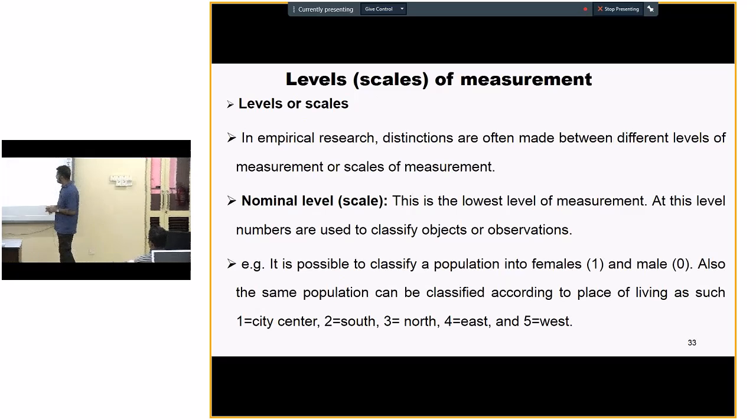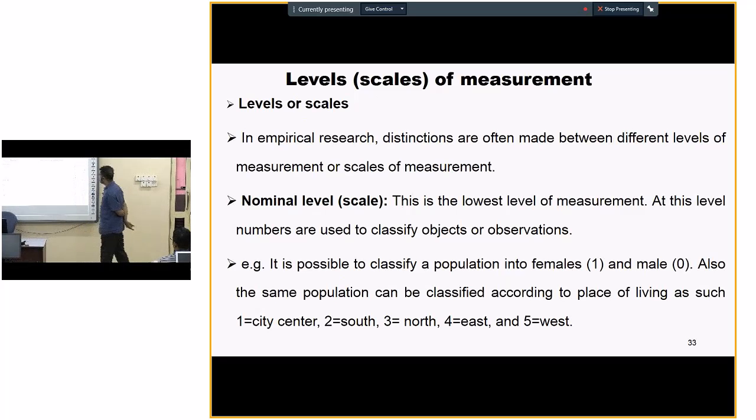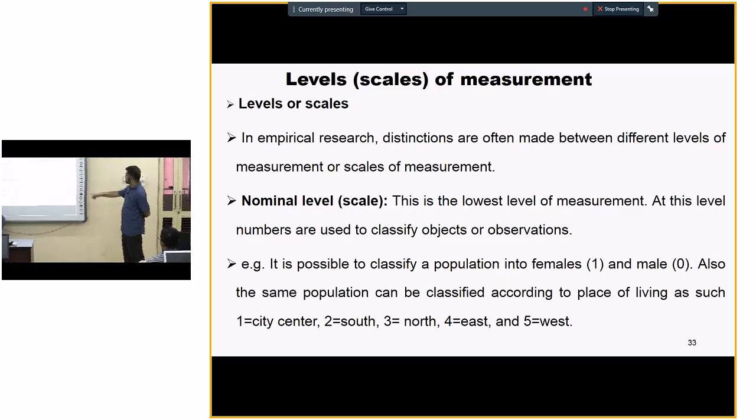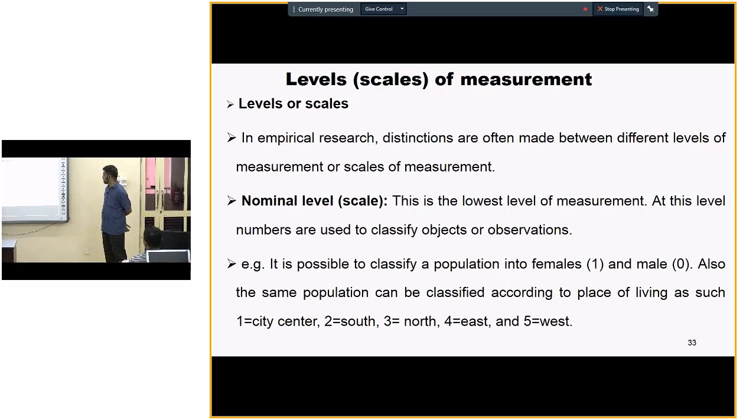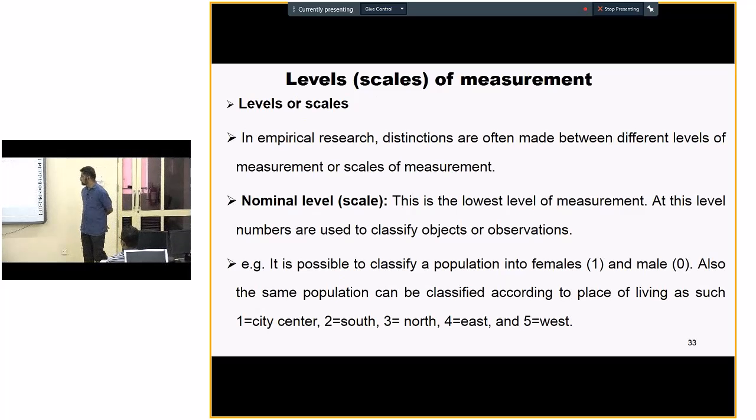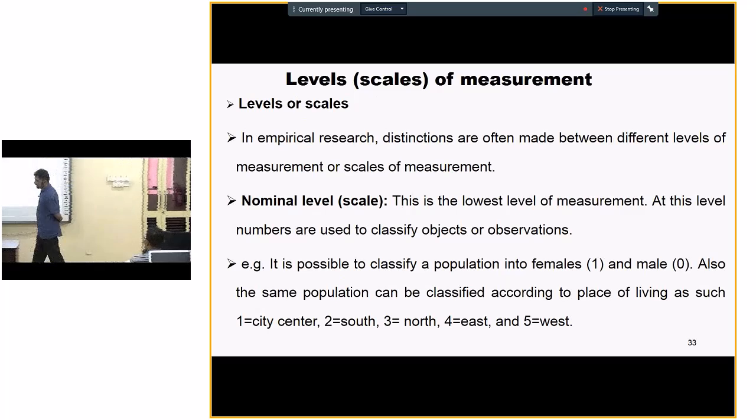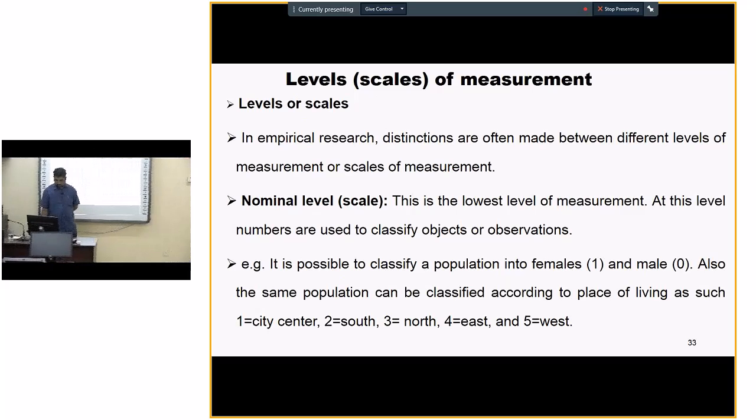Example, it is possible to classify a population into females and males, right? 1 and 0, 1 and 2. Also the same population can be classified according to place of living as city center, south, north, east, west, likewise, right? District wise we can arrange, right? All are categorical and nominal level data.